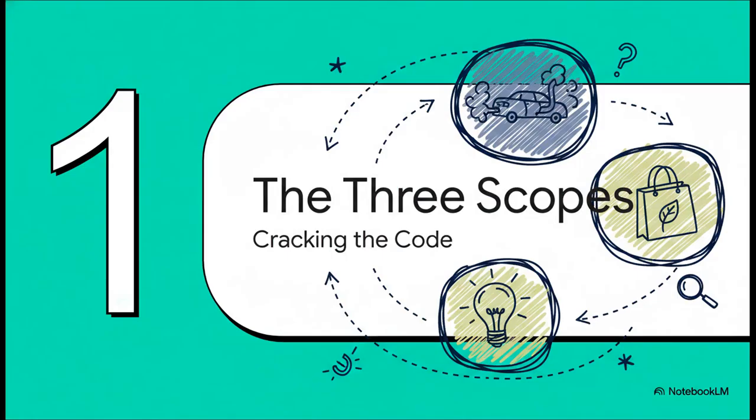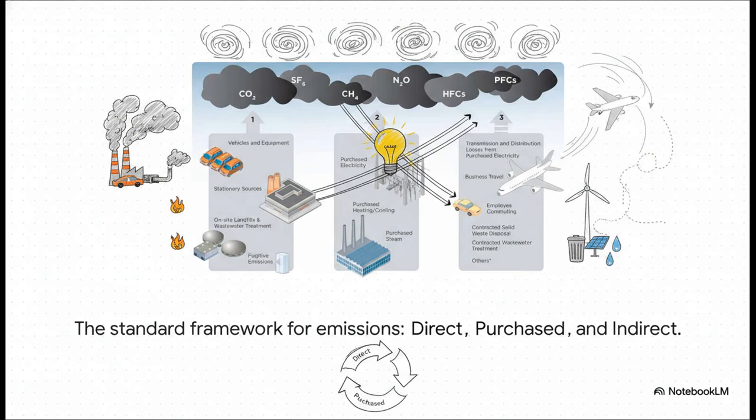So, the secret to really understanding this shadow is realizing that not all emissions are created equal. Not at all. We can actually sort them all into 3 really simple categories. They call them scopes. And trust me, once you get these 3 scopes, the whole idea just clicks. This is the framework that kind of organizes all the chaos. It's the standard way of looking at it.